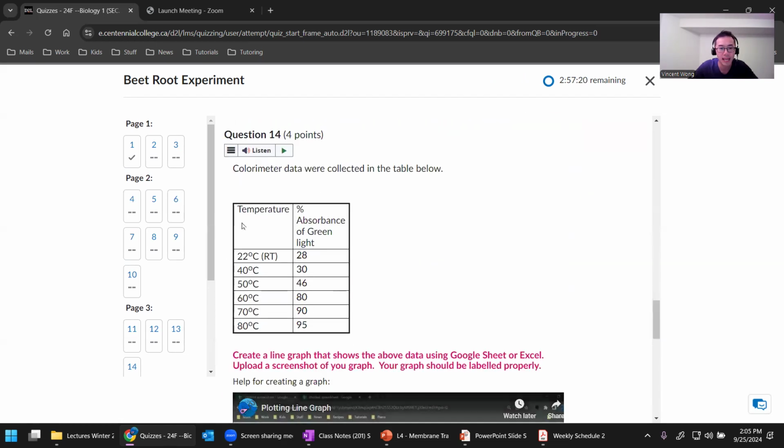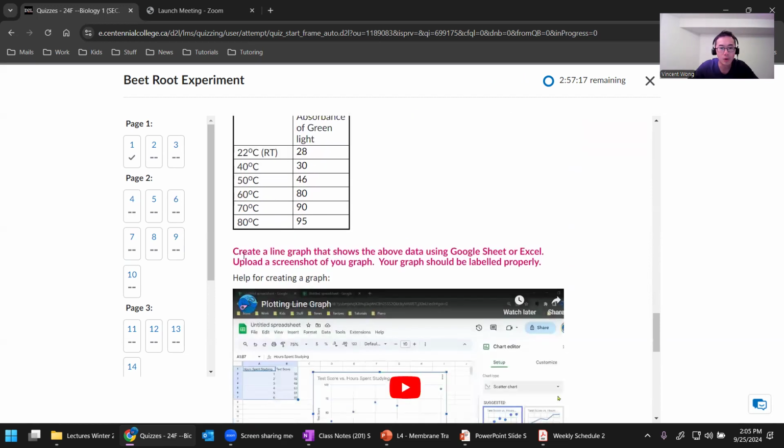So there are some data here, and you have to create a line graph that shows the above data using Google Sheet, which is free if you have a Gmail account, or Excel. Actually, Excel is also free for you. You can get it from My Centennial, I believe. There's a link. It's a free copy for all the students, I think. But if you don't want to download it, you can just use Google Sheet, which is online.